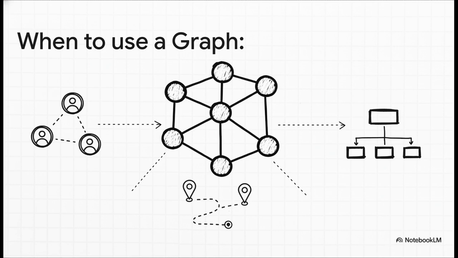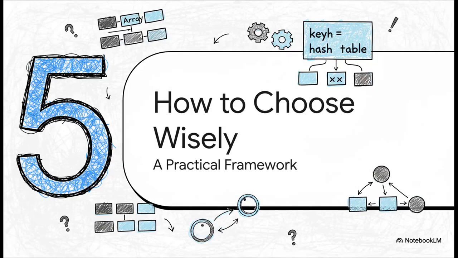And you see graphs everywhere once you know what to look for. Your social media network, that's a graph of people and friendships. Google Maps finding you the fastest route, that's it solving a pathfinding problem on a graph of roads. Even figuring out the order to do tasks in a big project, yep, that's a graph too. They are incredibly powerful.